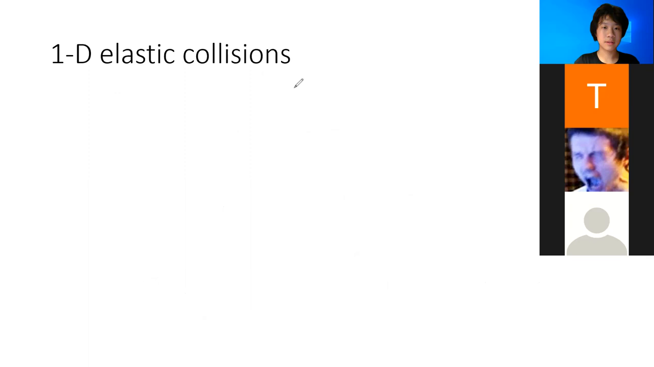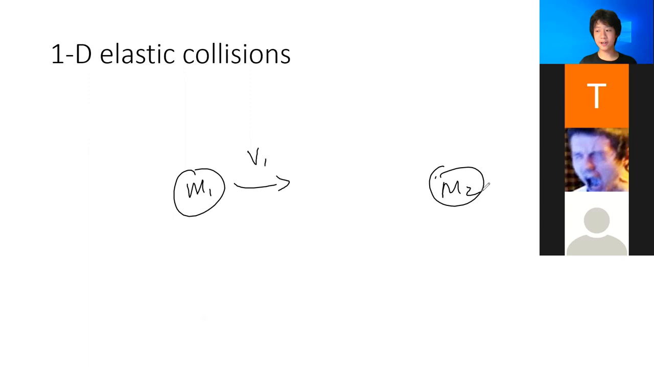Okay. We have two more equations with 1D elastic collisions. There's a really common problem where we have mass 1 going at V1, and then we have mass 2 at rest. You're going to see this kind of problem a lot. I'm going to explain some shortcuts you might use to solve this problem.